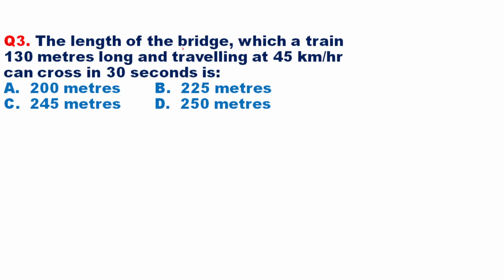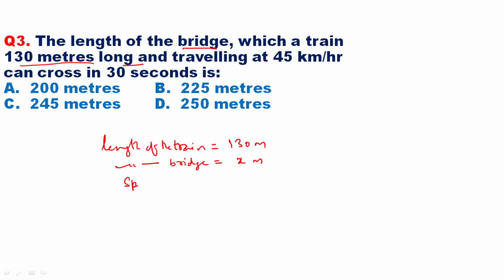Now, the length of the bridge which a train 130 meters long. So the length of the train is 130 meters. The length of the bridge is not given to us, we need to find it. Suppose it is x meters, right? The speed of the train is 45 kilometer per hour.